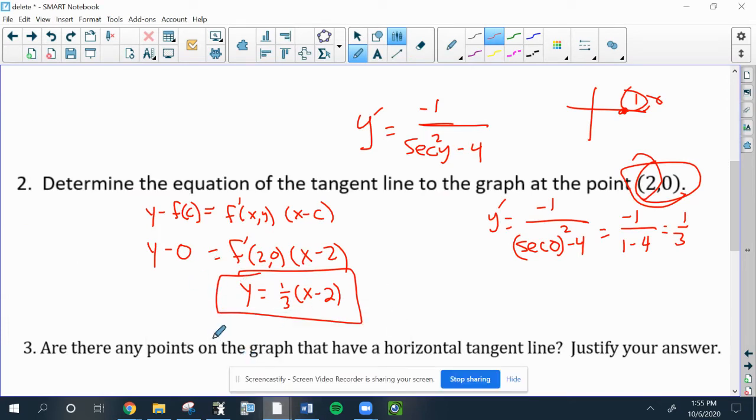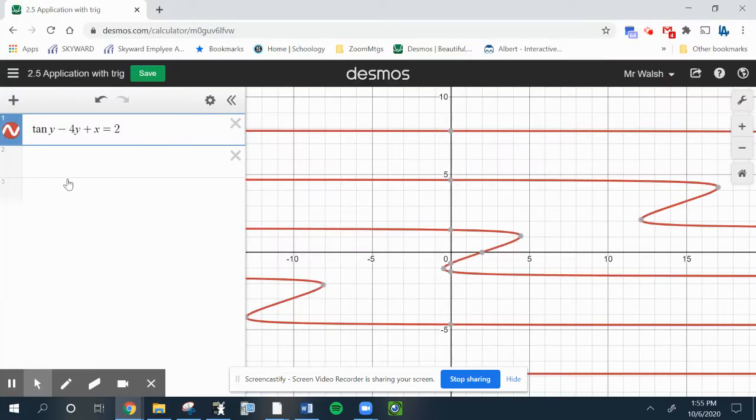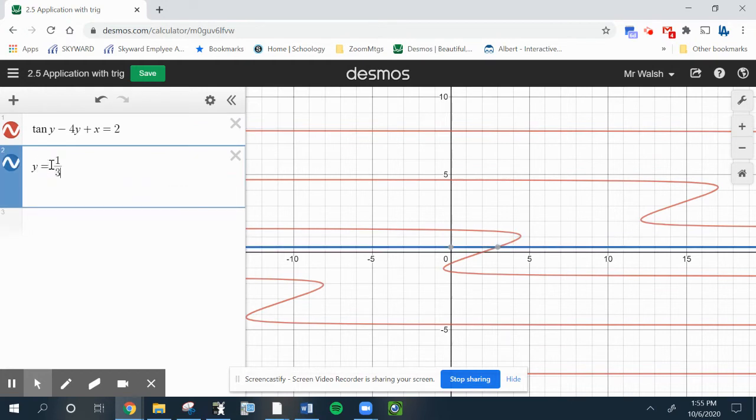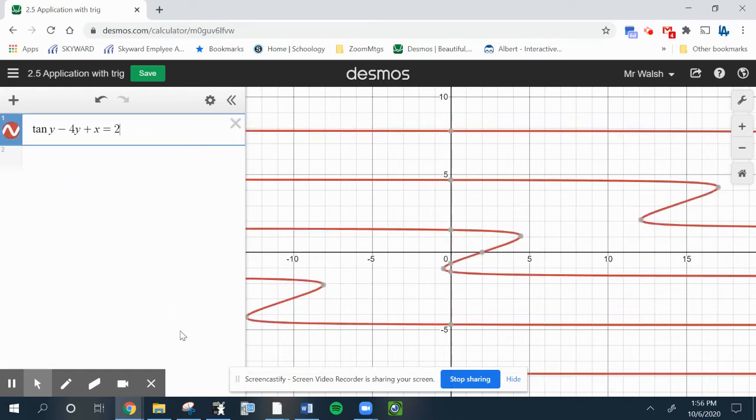Let's just plug it in. 1/3 times x minus 2 and see if it's the equation of the tangent line. So 1/3 times the quantity x minus 2. And when it graphs that tangent line, you're going to see it's perfect. So I'm very happy with that answer. Let's go to the next question.